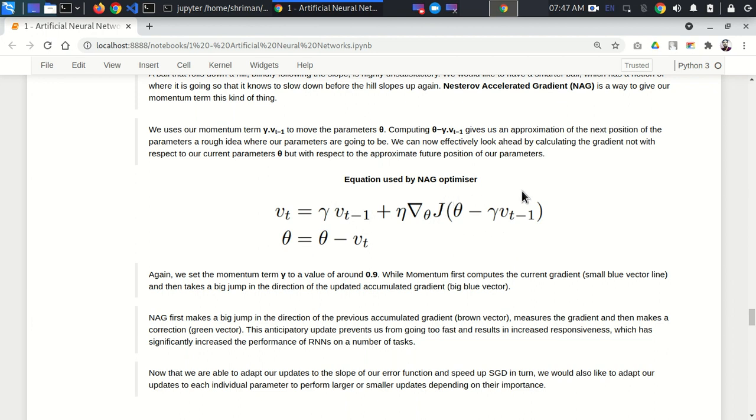And by introducing this particular thing inside your loss function, people released a new kind of optimizer, which is known as the Nesterov accelerated gradient optimizer, aka NAG optimizer, right?